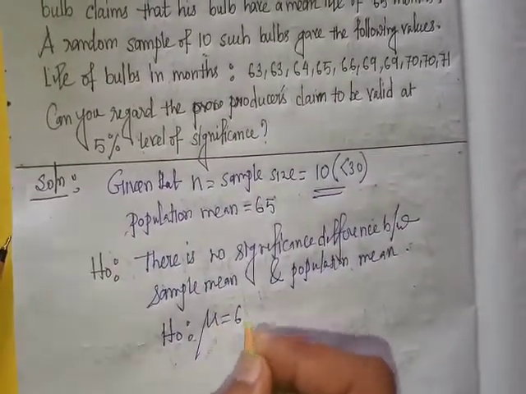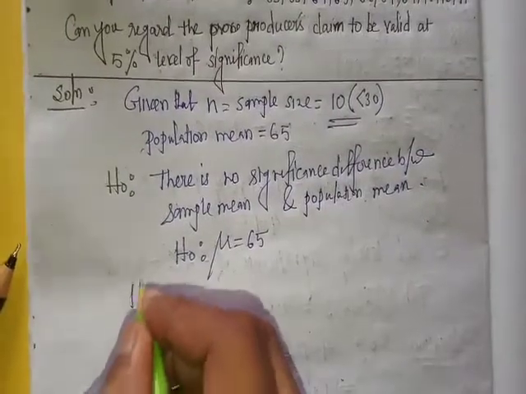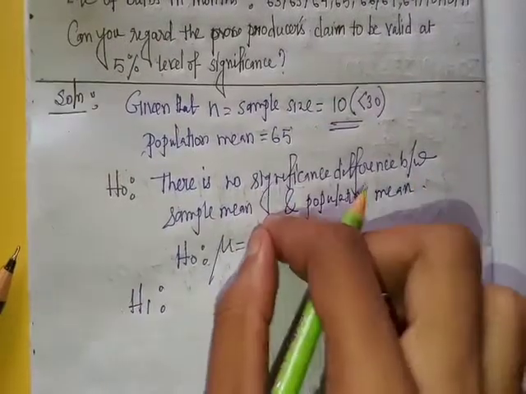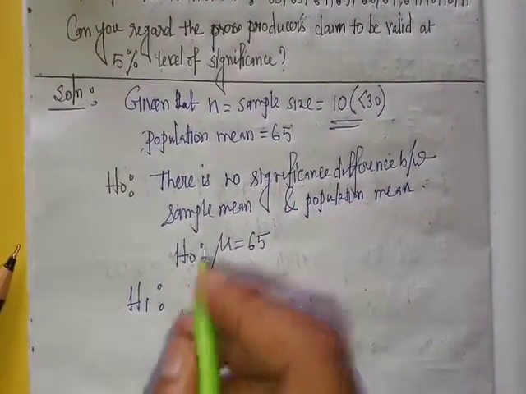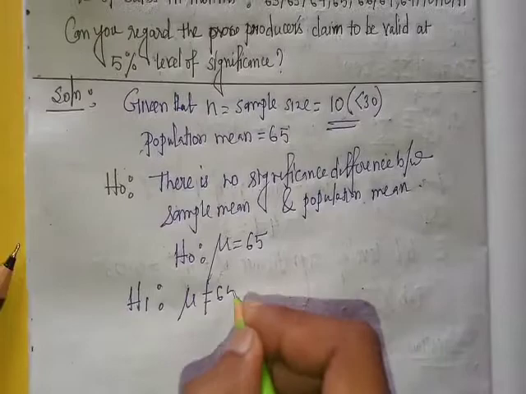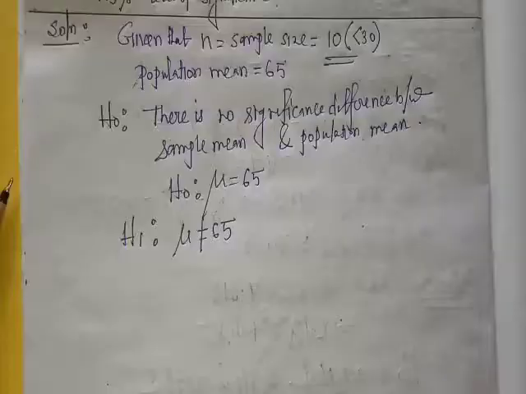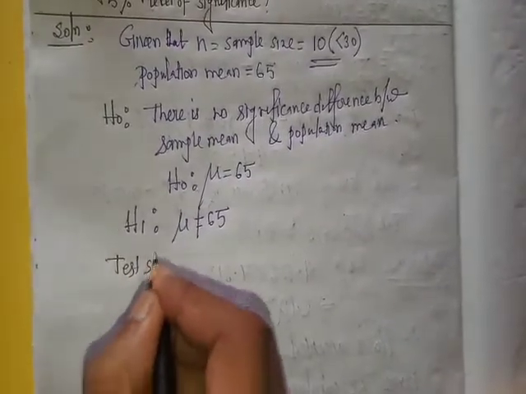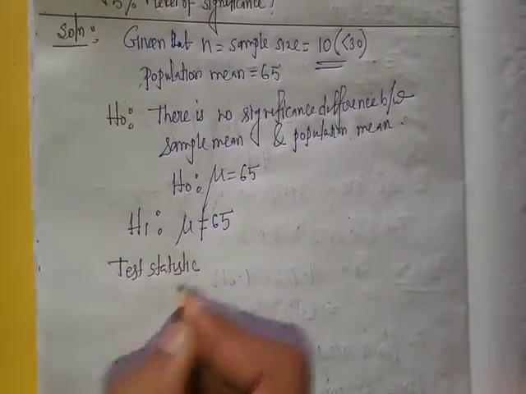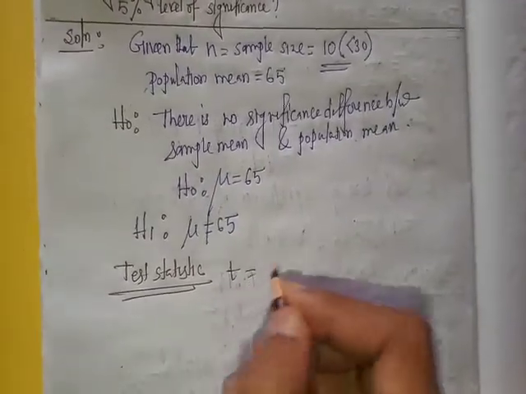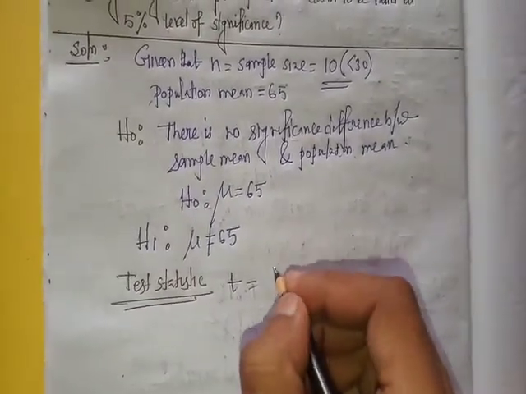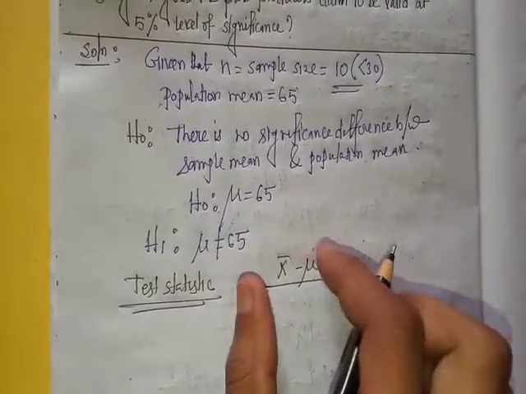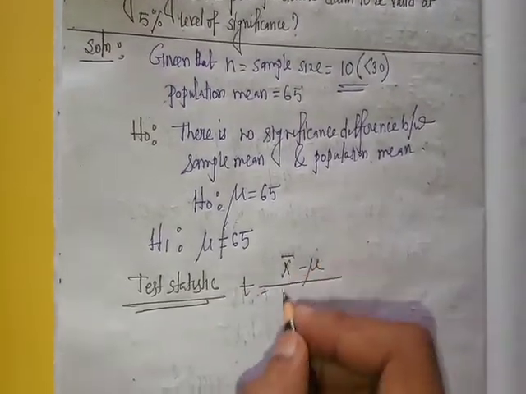that is mu equal to 65. Next, the alternative is the complement of the statement, that is there is significant difference between sample mean and population mean, that is mu not equal to 65. Next, test statistic. The formula of the statistic is T equal to x bar minus mu by sigma x bar, the standard error of mean, which is s by root 10.